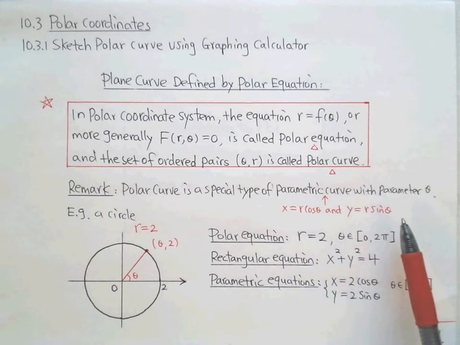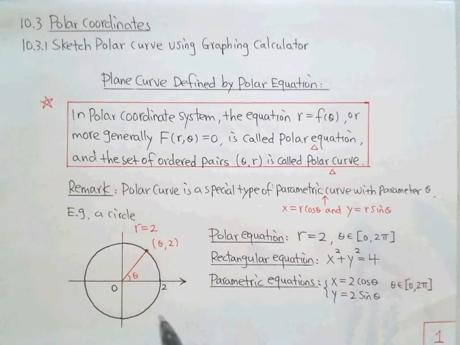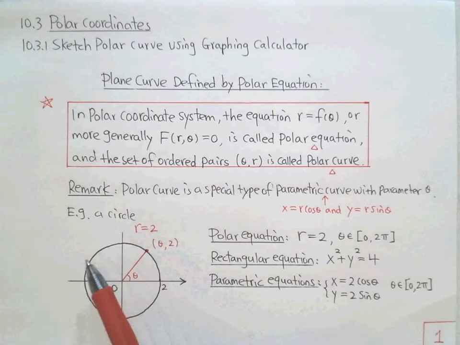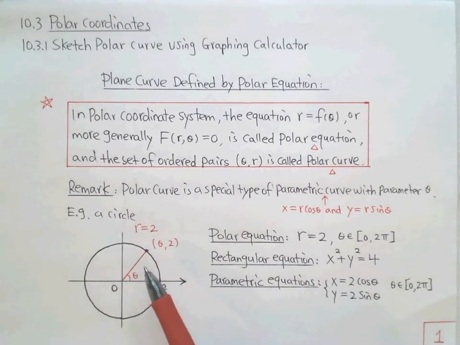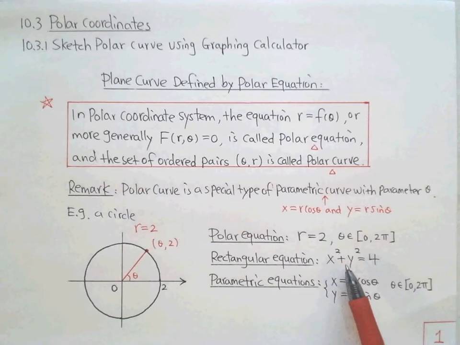Let me look at an example. If we're going to deal with a circle, remember how to deal with a circle? We have a lot of ways. Here we listed three ways. The radius is 2. In this case, the rectangular equation: if this is the x axis and this is the y axis, of course x squared plus y squared is equal to r squared, which is 4.